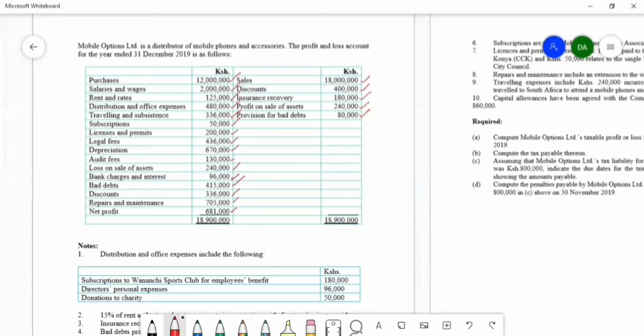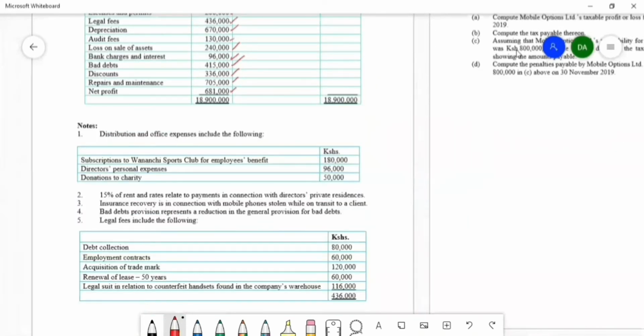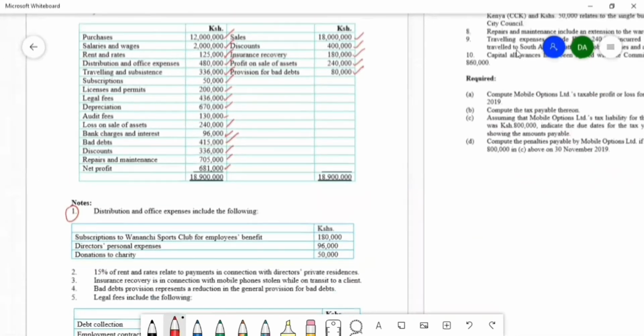So now with this information, having looked at that statement of profit or loss, we are going to look at it together with the additional information so that we see whichever the additional information is affecting the items within the statement of profit or loss. The first additional information is about distribution and office expenses. That is one of the items within the statement of profit or loss. It is here, distribution and office expenses.